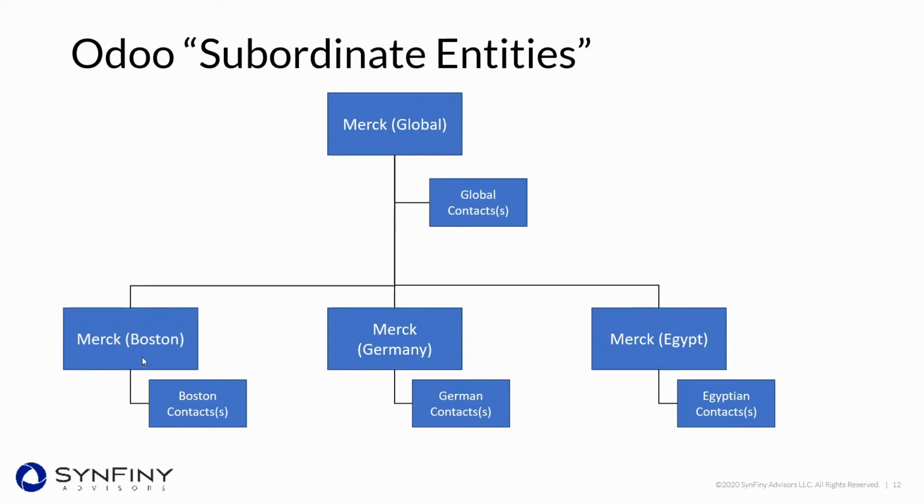And each of these locations, Boston, Germany, and Egypt, they can all make their own purchases that are separate from Merck Global. But ultimately, it will all tie back to Merck Global as our big customer, as the big purchasing agent. So let's show that in Odoo.